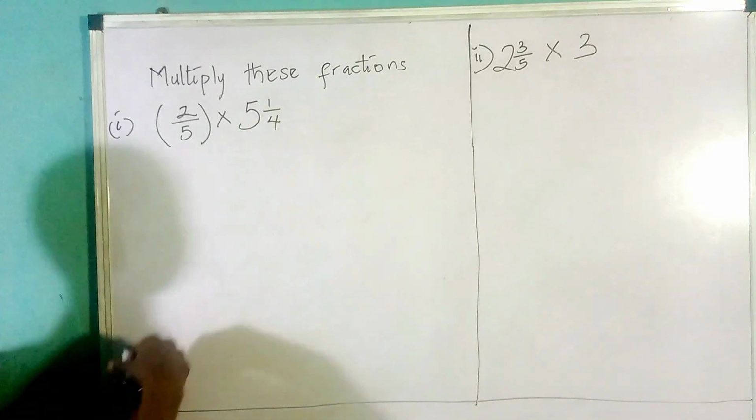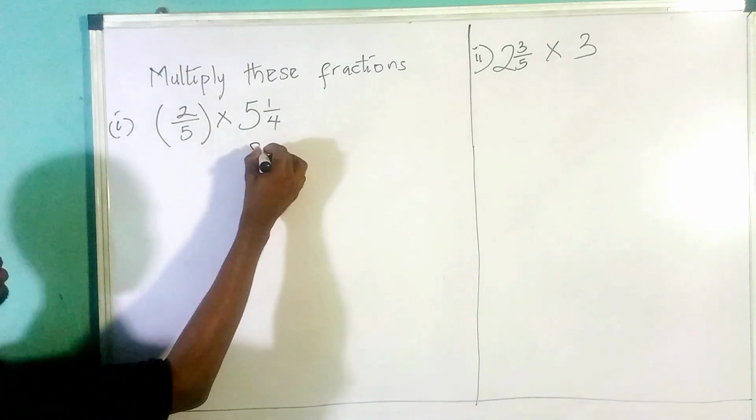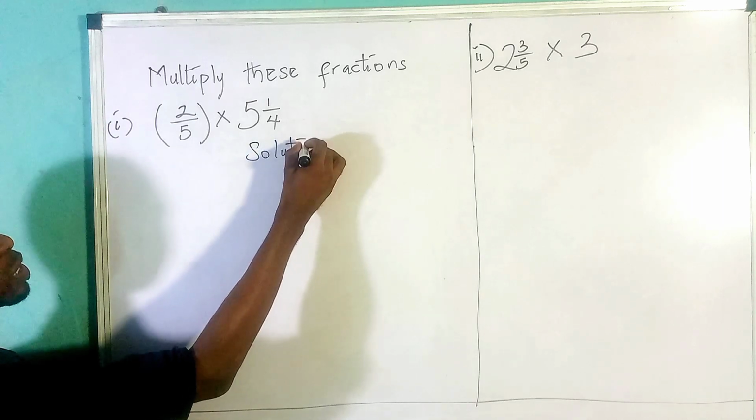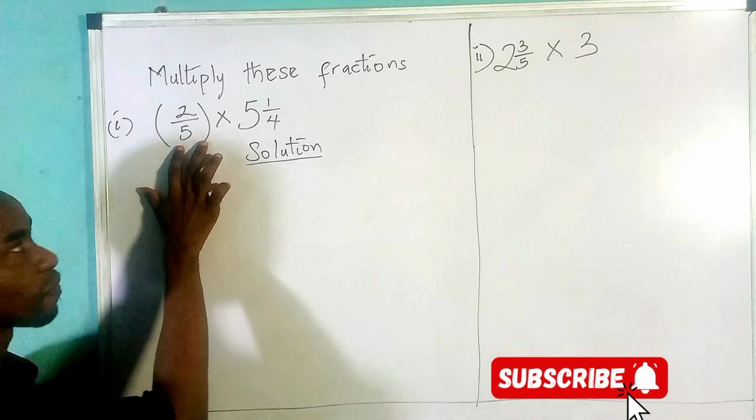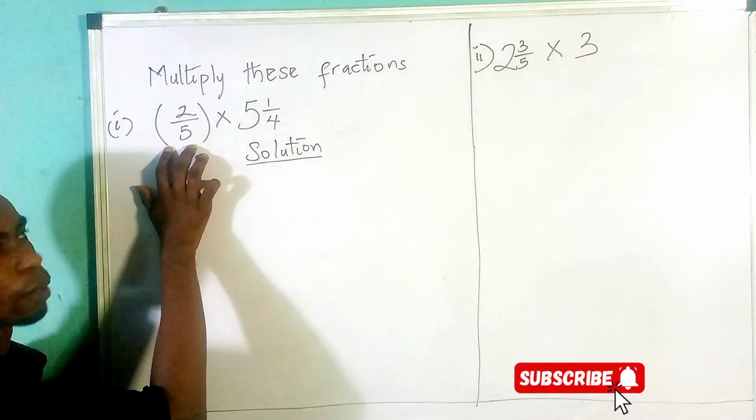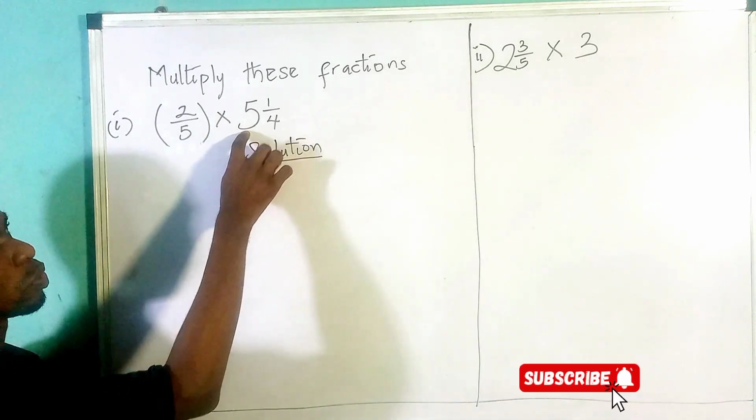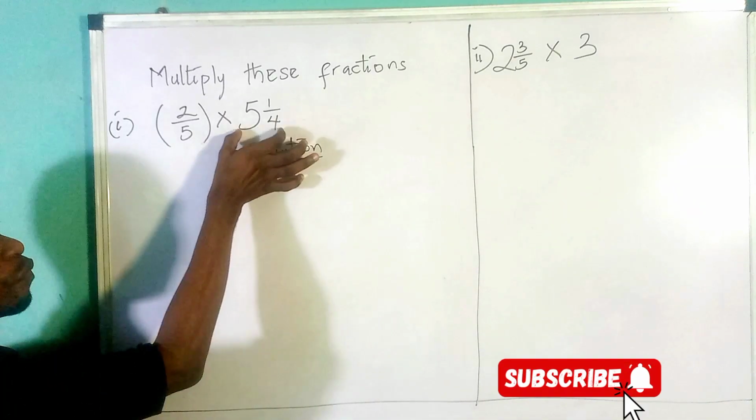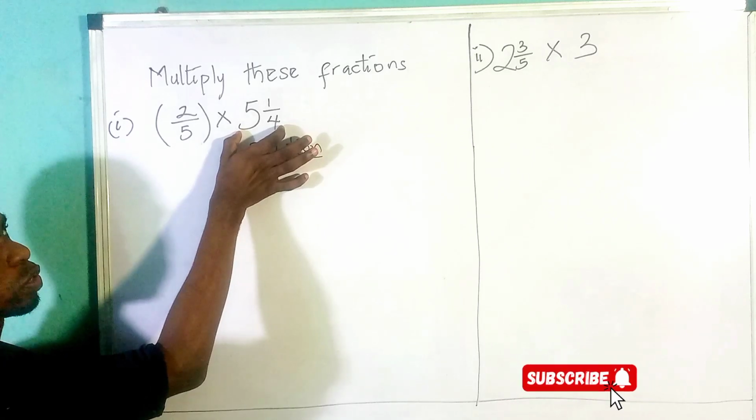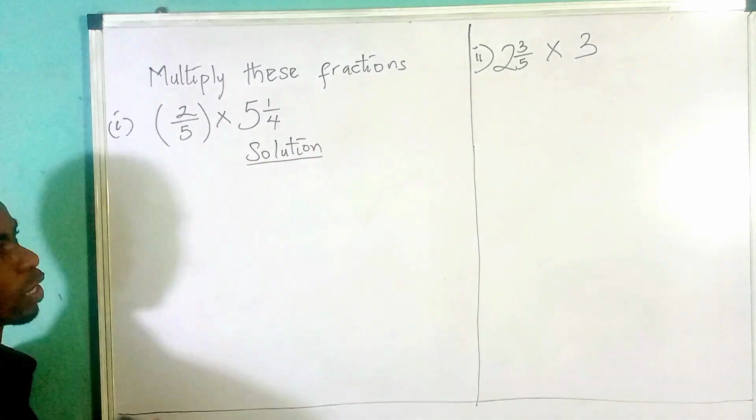The question says, for number one, multiply. There are two questions. It says multiply these fractions: 2 over 5 times 5 whole number 1 over 4. Step 1 is to convert this mixed fraction to an improper fraction.